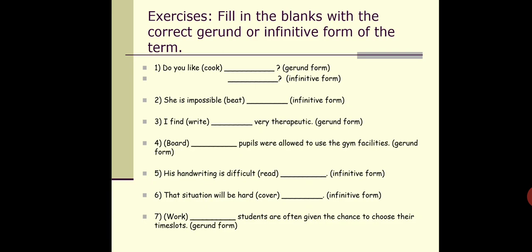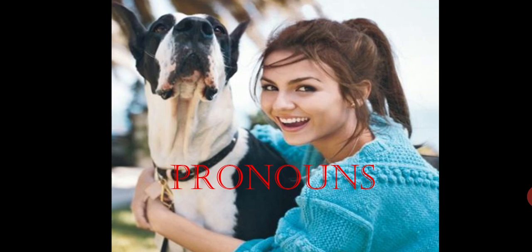So, I want you to pause this video now and try to answer as much as you can. Number 2, she's impossible. What's the infinitive form of beat? It's to beat. Yan. So all the answers will be posted.